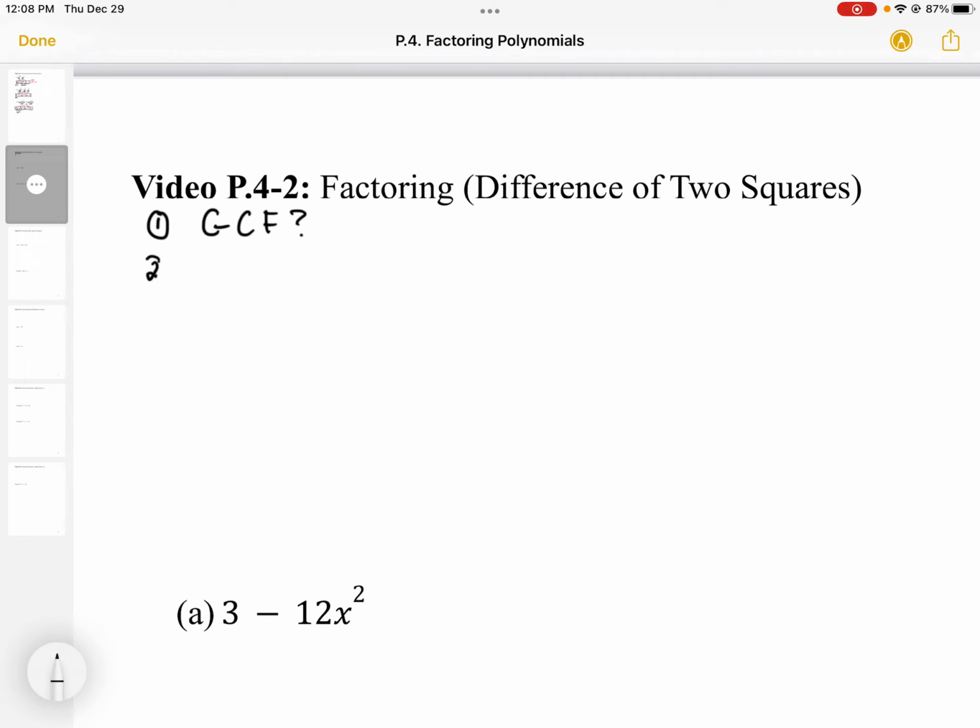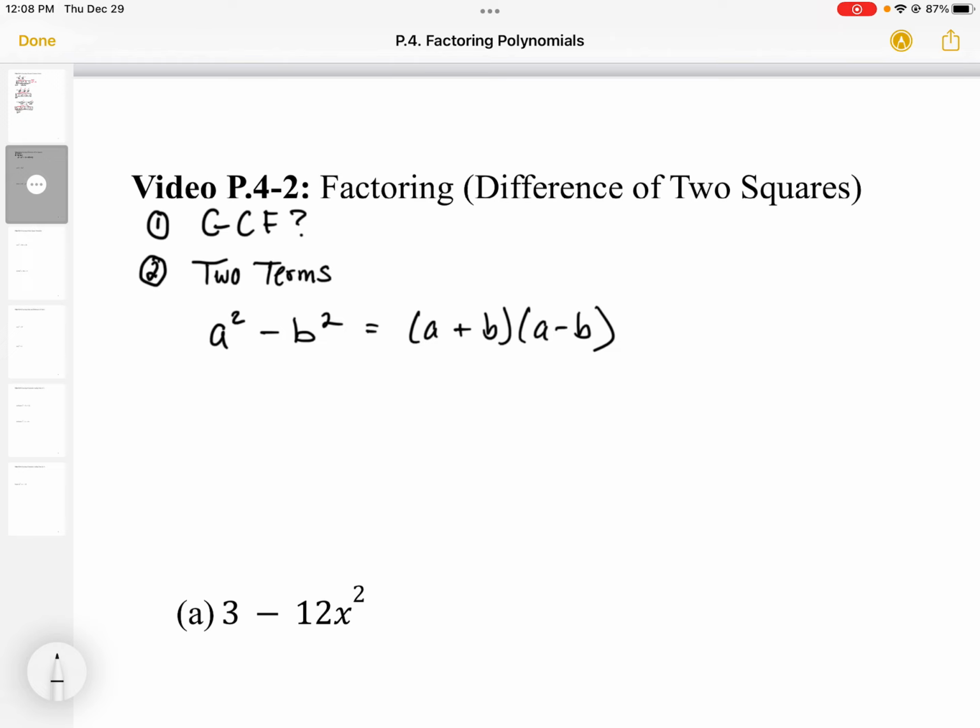And then the second step is really dependent on the number of terms. So we're going to be looking at a situation that has two terms, and the situation consists of a difference of two squares, meaning a difference of two perfect squares. So it's often written like this. So if we can write a binomial, that is a polynomial with two terms, as a difference of two squares, then we can factor that as a plus b times a minus b.